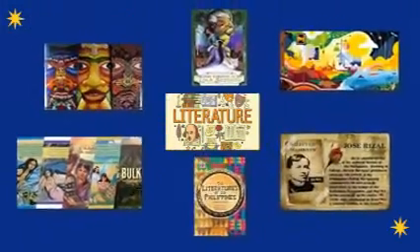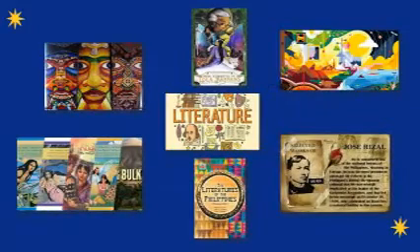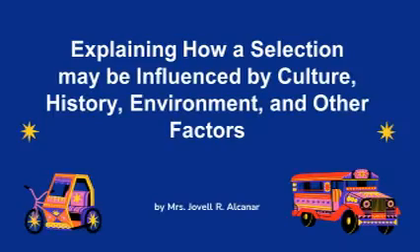If you are going to see or read a literary piece, you will notice different backgrounds, emotions, and information. These things are being influenced by various factors. Today, we are going to study these factors that are seen in a literary selection. Our lesson for today is about explaining how a selection may be influenced by culture, history, environment, and other factors.